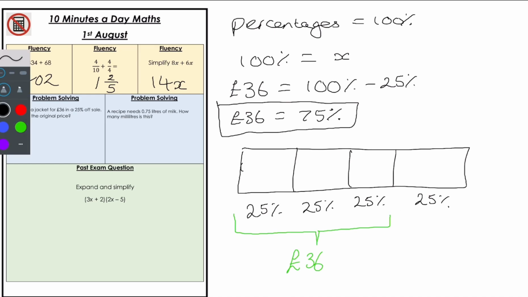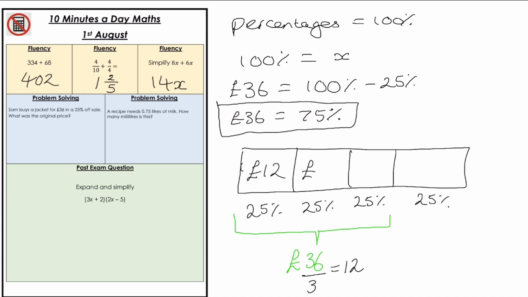So how are we going to work out what 1 box is? Well, we've got 3 boxes that make part of the 75%. So we're going to divide 36 by 3, which gives you 12. So that means each box is worth £12. And that includes the last box because they're all worth 25%. So now, in order for us to find the original amount, we're going to do £12 times 4, which equals 48. So my answer for the original price is £48.